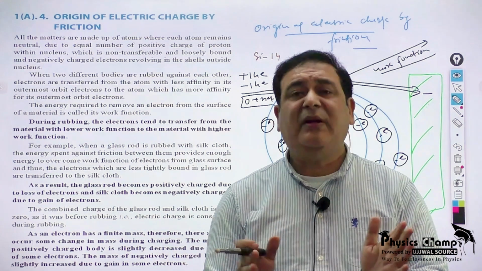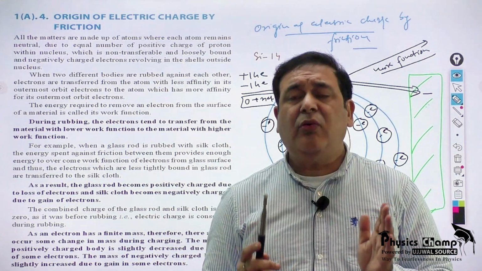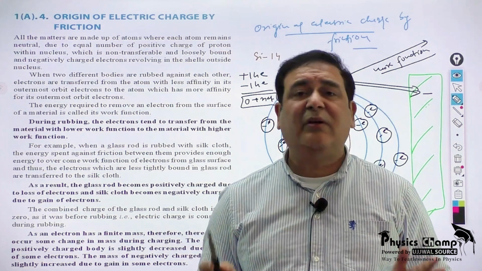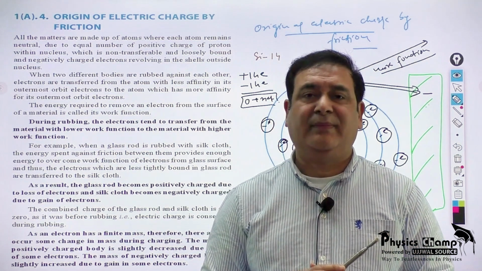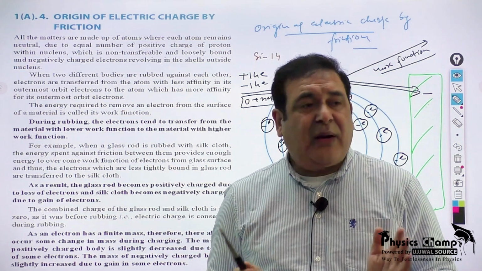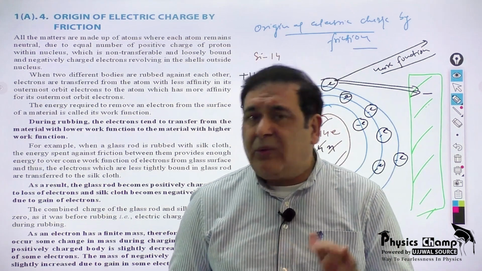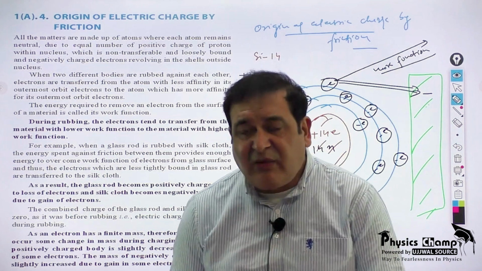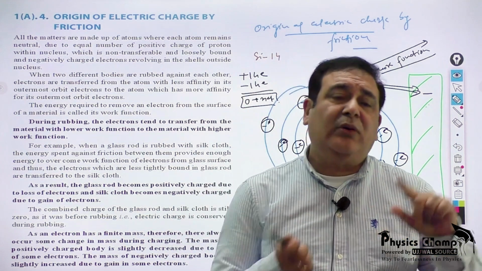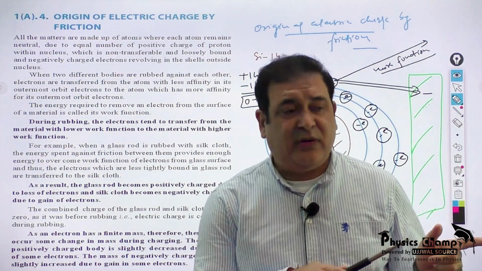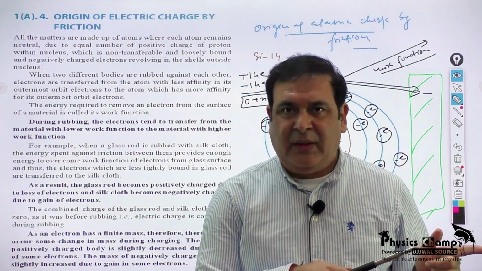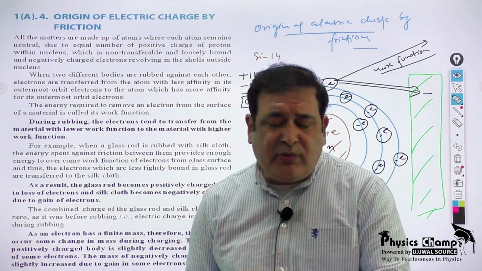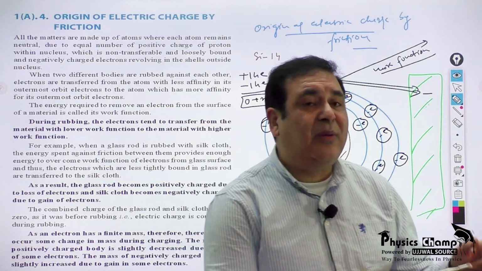So the arrangement is that when the two rods or two materials are rubbed against each other, some electrons shift from one material to another. And they shift from the one which has less work function for its electron to the one which has more work function for its electron. So the one who loses becomes positively charged, the one who gains becomes negatively charged.